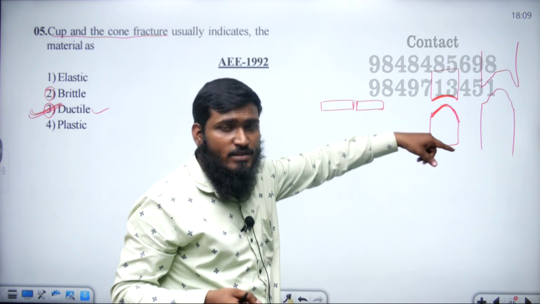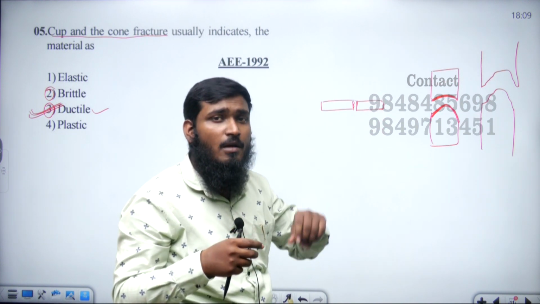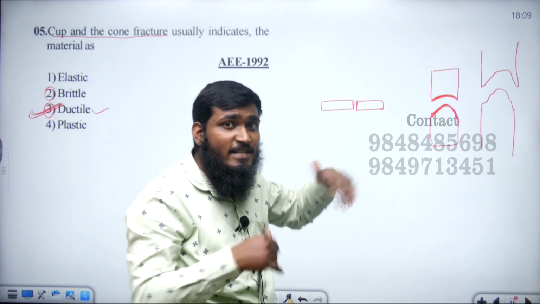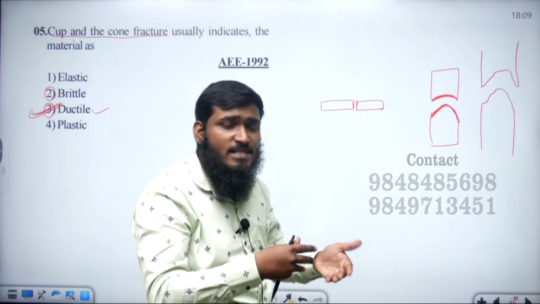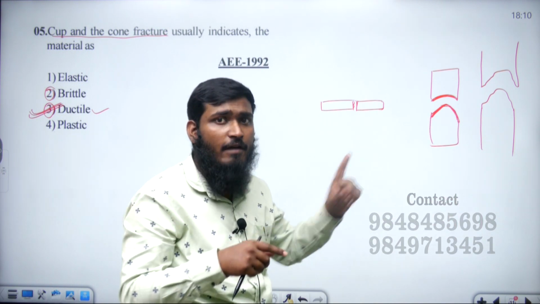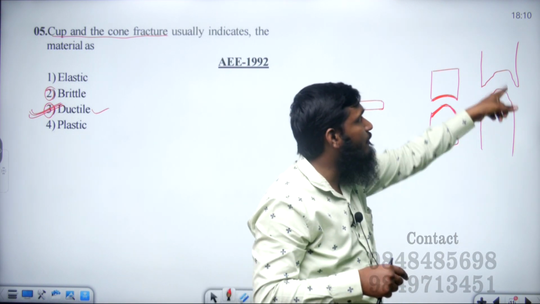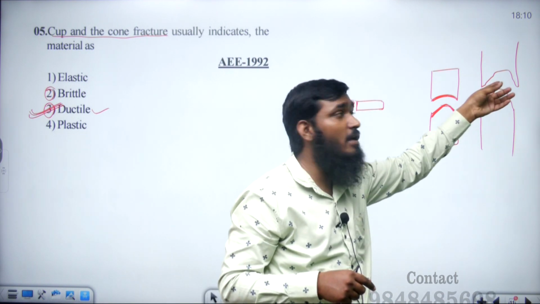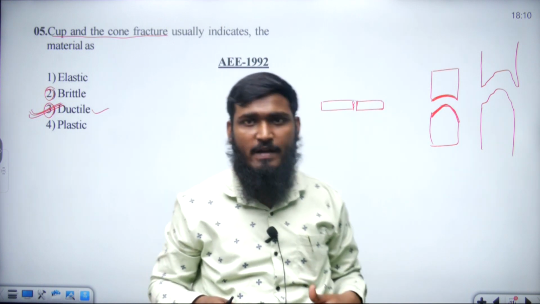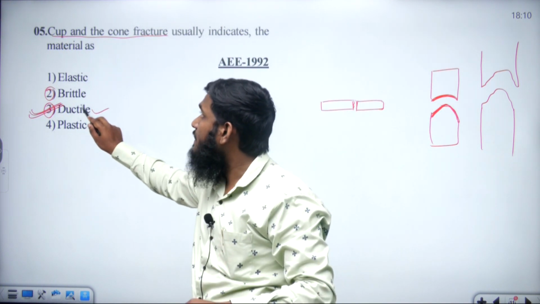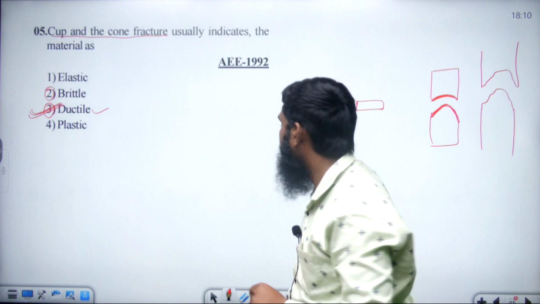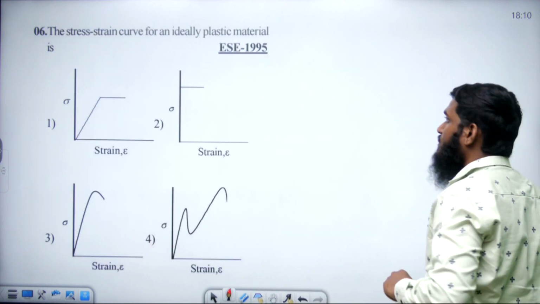When the tensile load is applied again and again, it gives certain warnings that the material will fracture. So this type of fracture we are calling what? A cup and cone fracture, and it is related to what? A ductile material. Okay. So this question we have completed. Now, what is the next question?